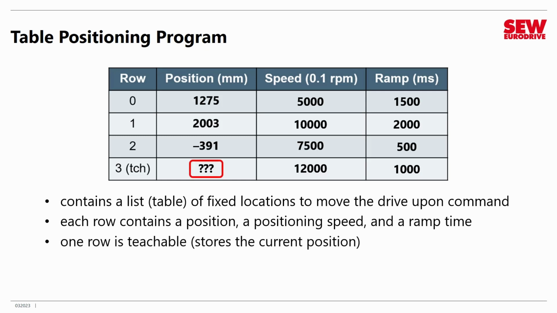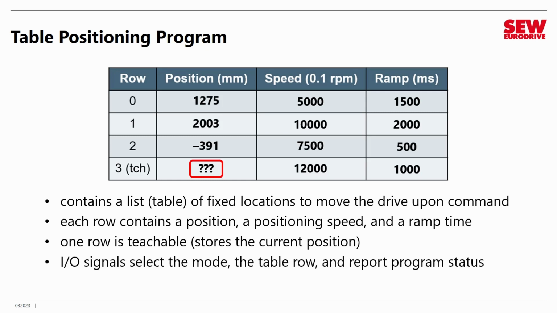And one row is called a teachable row. That means you can change the position. The way you would do this is you would jog the drive to a specific place, and then you would say teach, and it would store that location in the table. So there's one programmable spot in the table. All the others are fixed. You're going to use I/O signals to select the mode, the table row, and report program status. So this is kind of a binary control application.